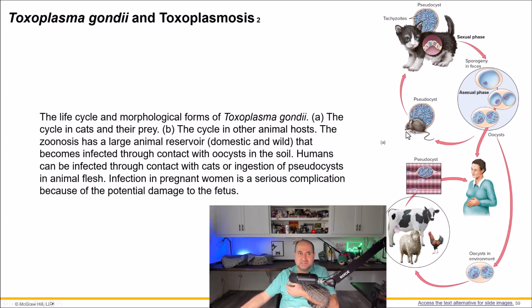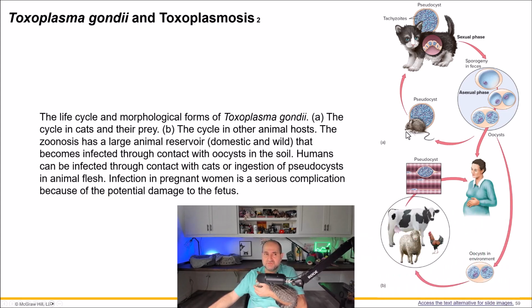So in this image here, you can see the life cycle of Toxoplasma gondii. You can see that, let's say a mouse here, this mouse possesses the pseudocysts of this protozoa. If your cat were to hunt down this mouse and eat it, it would pick up those cysts, and those pseudocysts would now be present inside of the cat.